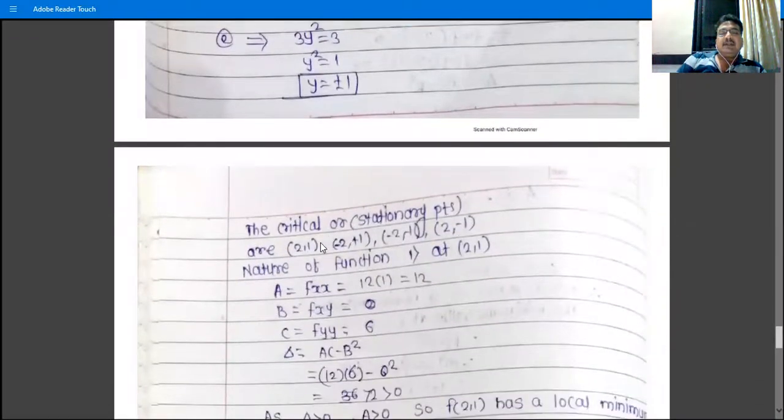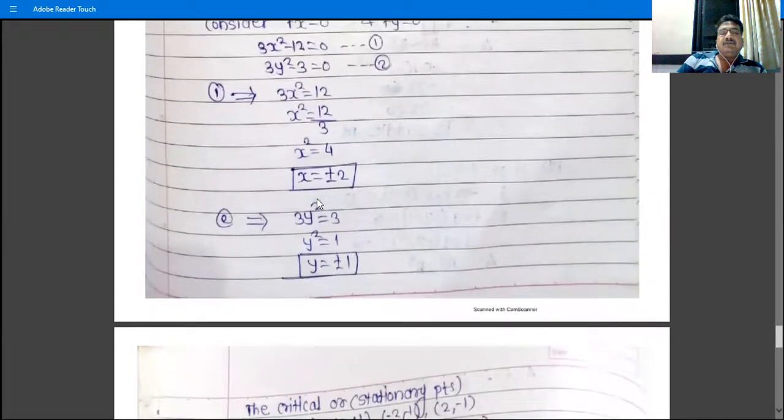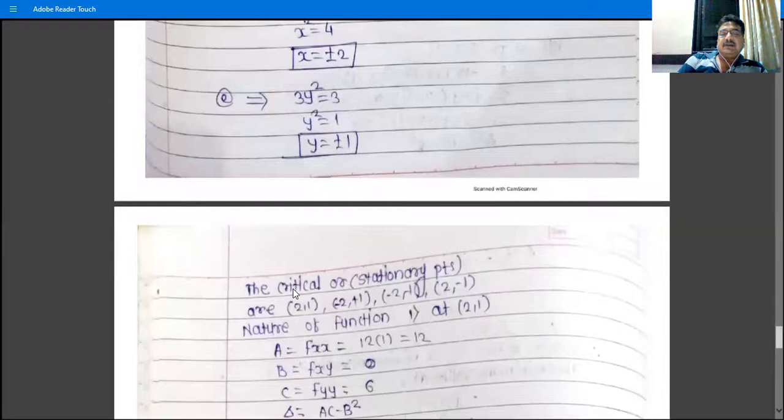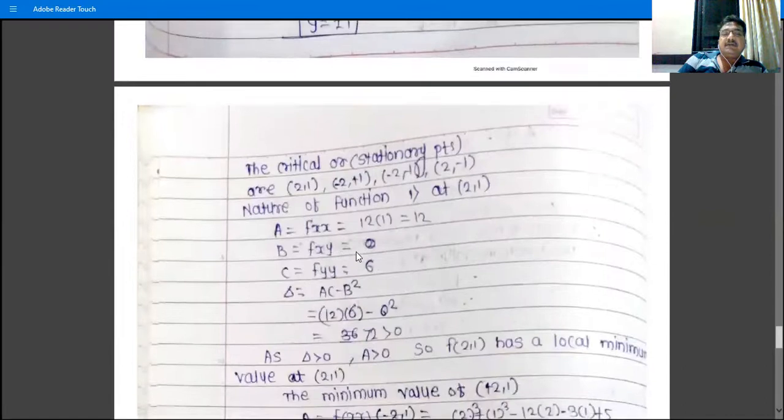That's why the critical or stationary points are all combinations of plus minus 2 and plus minus 1, because we have the values of x and y independently. The combinations are: both plus, both minus, one plus and the other minus. These are the critical points: (2, 1), (-2, 1), (-2, -1), and (2, -1). These are the four combinations of these values of x and y.